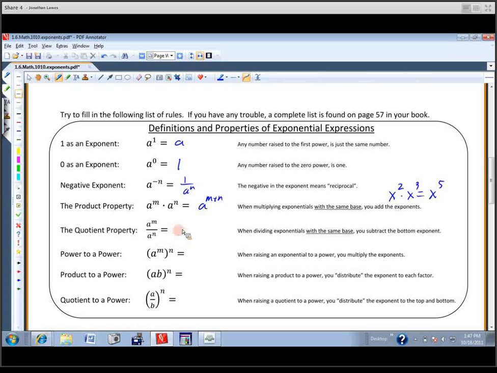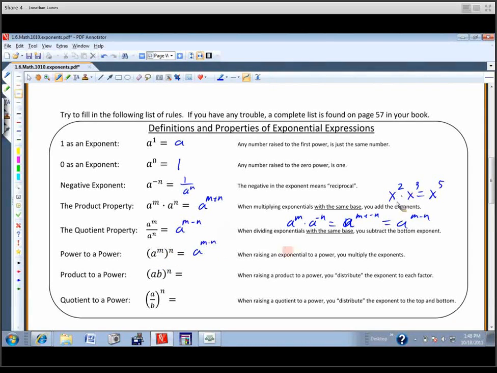Okay? If when we're multiplying them, we add the exponents, what do you suppose we do when we're dividing? We're going to subtract. Subtract the bottom one from the top one. Okay? And you can see one reason for that would be this. If I move that into the numerator, then I'd add those together. So that would be a to the m plus negative n. That would be a to the m minus n. So you can reason your way to it that way.